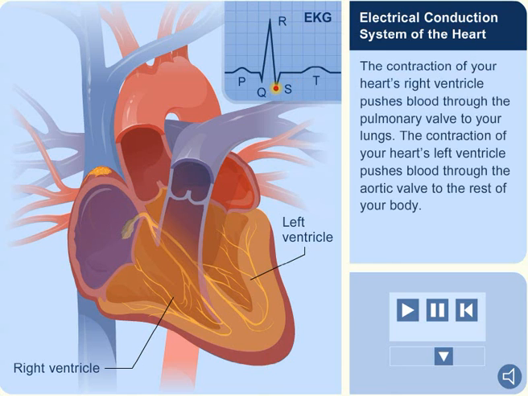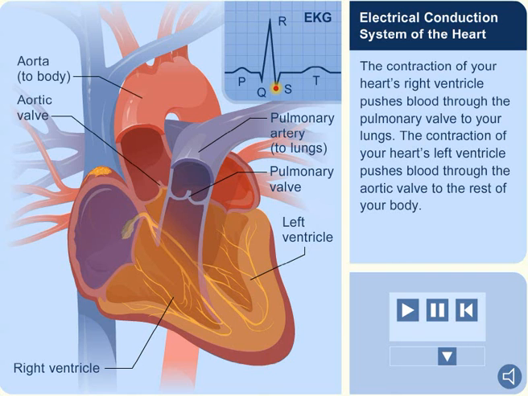The contraction of your heart's right ventricle pushes blood through the pulmonary valve to your lungs. The contraction of your heart's left ventricle pushes blood through the aortic valve to the rest of your body.